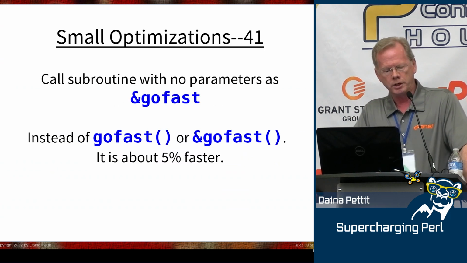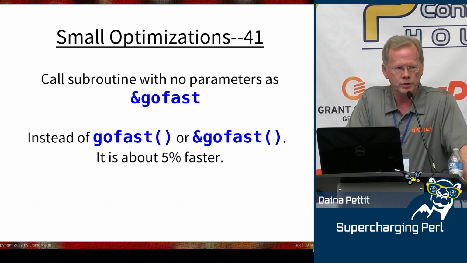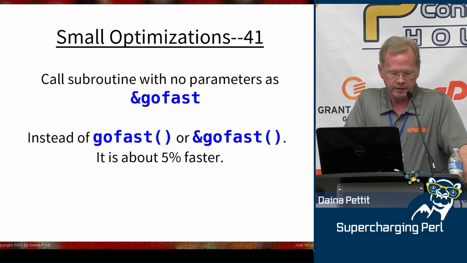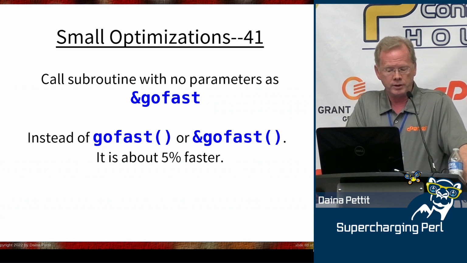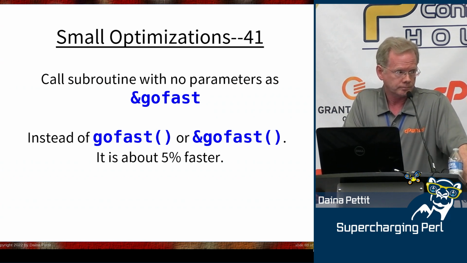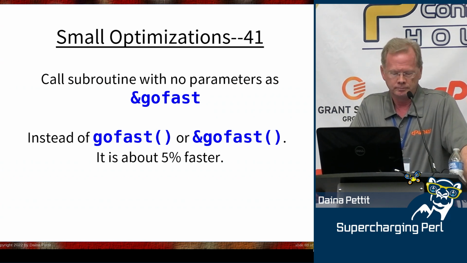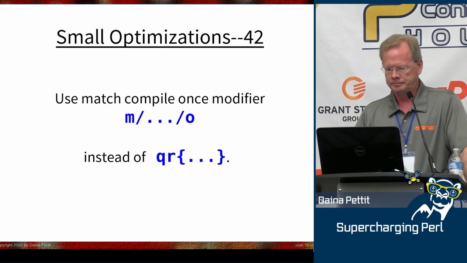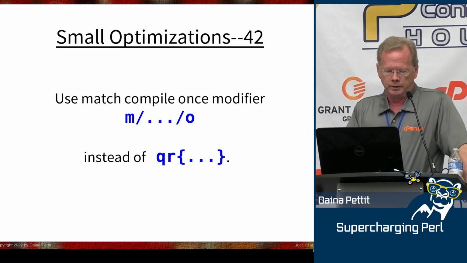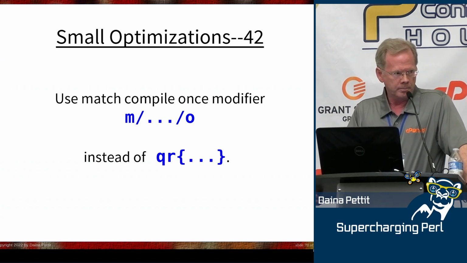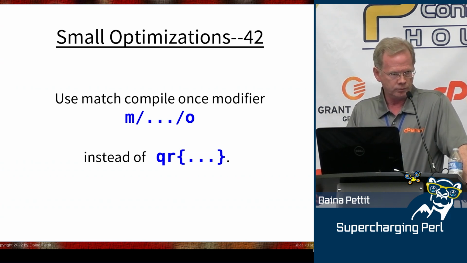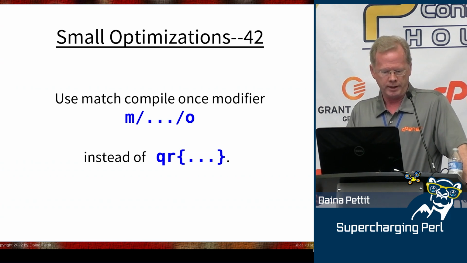One interesting thing is that you can call a subroutine. If you have a subroutine you call with no parameters, it's actually faster to use the ampersand on that rather than putting parentheses after it or both. It's about a 5% gain. If your match operation is going to be only used once, and you're not going to have a variable inside that regular expression, you can use the compile once modifier. That may or may not make much difference.